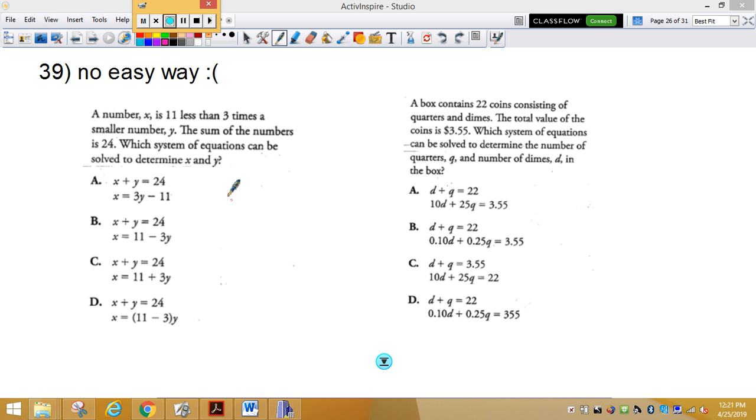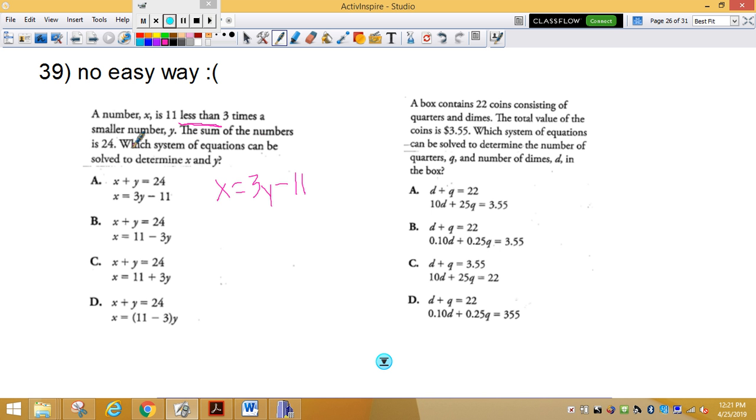Number x is, whenever you see "is," that means you want to put an equal sign. So x equals 11 less than. Let's talk about less than. Less than means to subtract. It also means write it backwards. So that 11 has to go at the end. And it's 3 times a smaller number y, so 3y.